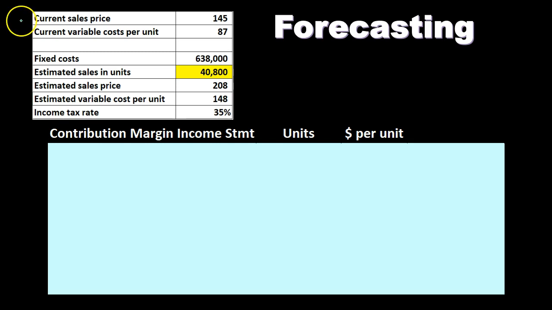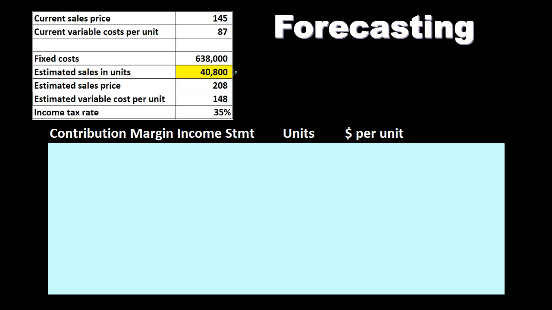So this is the current year sales and the current year variable cost. And then we have here the fixed costs. Now these may be very similar from year to year because they're fixed, like the rent is the rent, typically going to be pretty similar from year to year. Then we have the estimated sales in units. This is the thing that we're typically going to change. So when we're thinking about the future, we're often going to be changing the sales units.